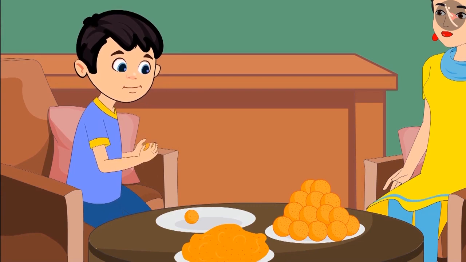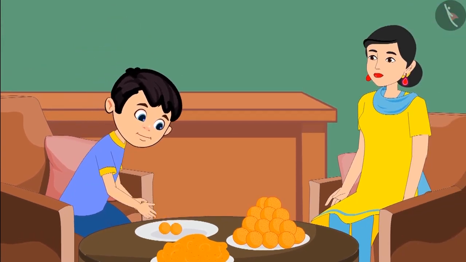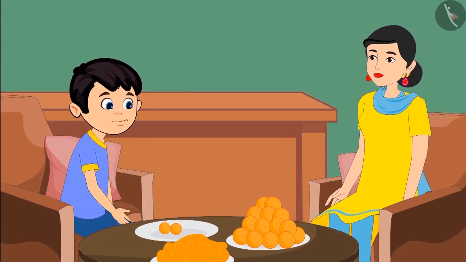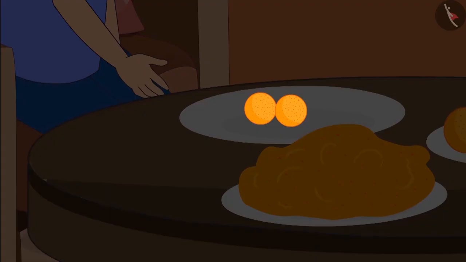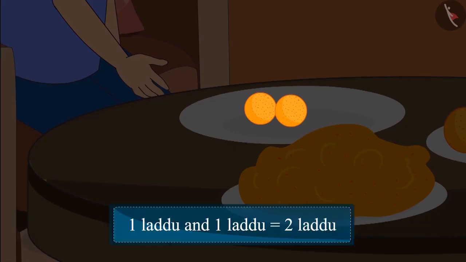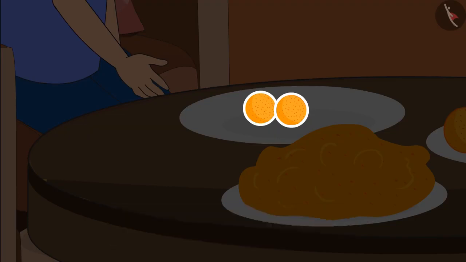Chotu made one more laddu and kept it in the plate. So children, did you see what round laddus Chotu is making? Now let's see how many laddus Chotu has made. To begin with, Chotu made one laddu and then he made one more laddu. So it comes to 2 laddus.